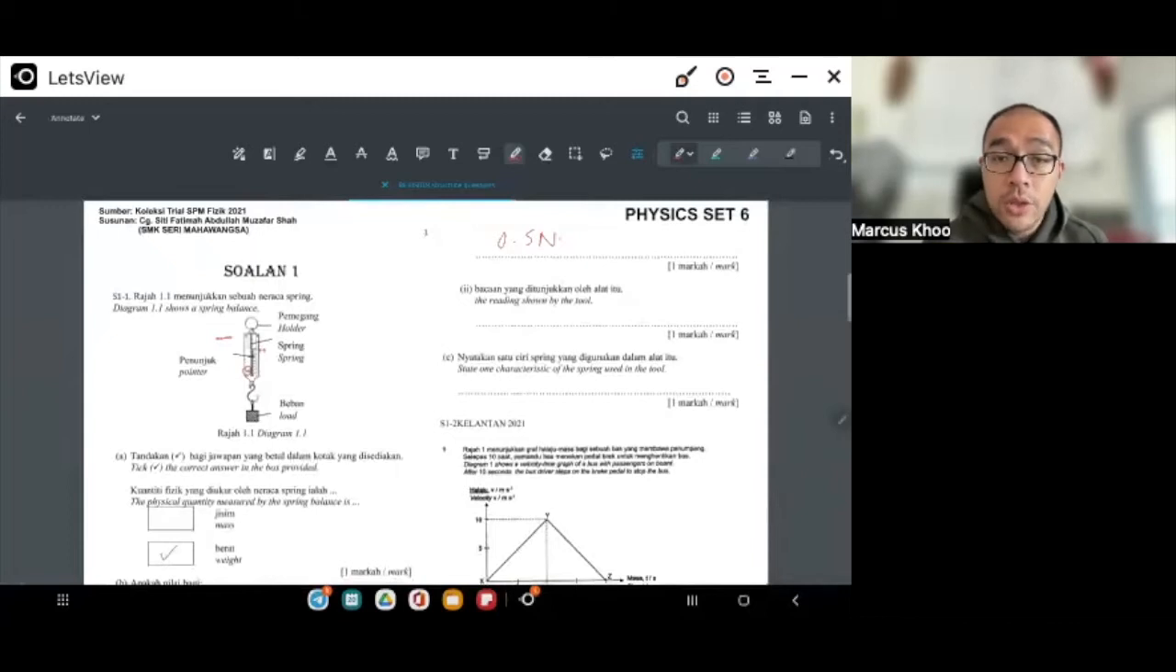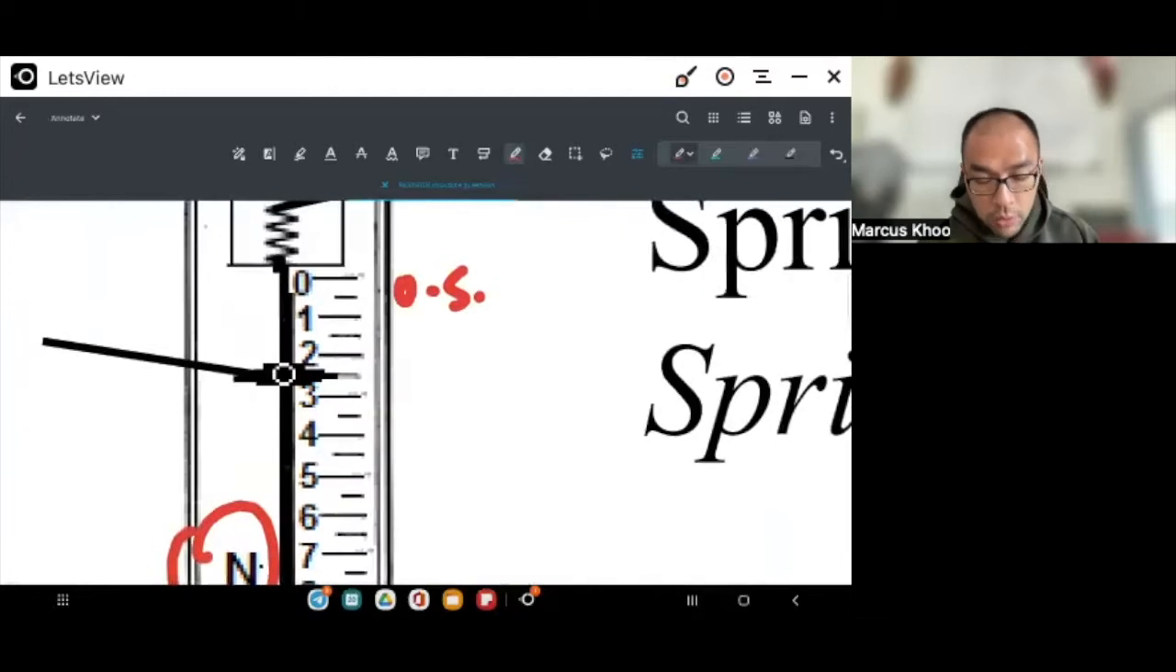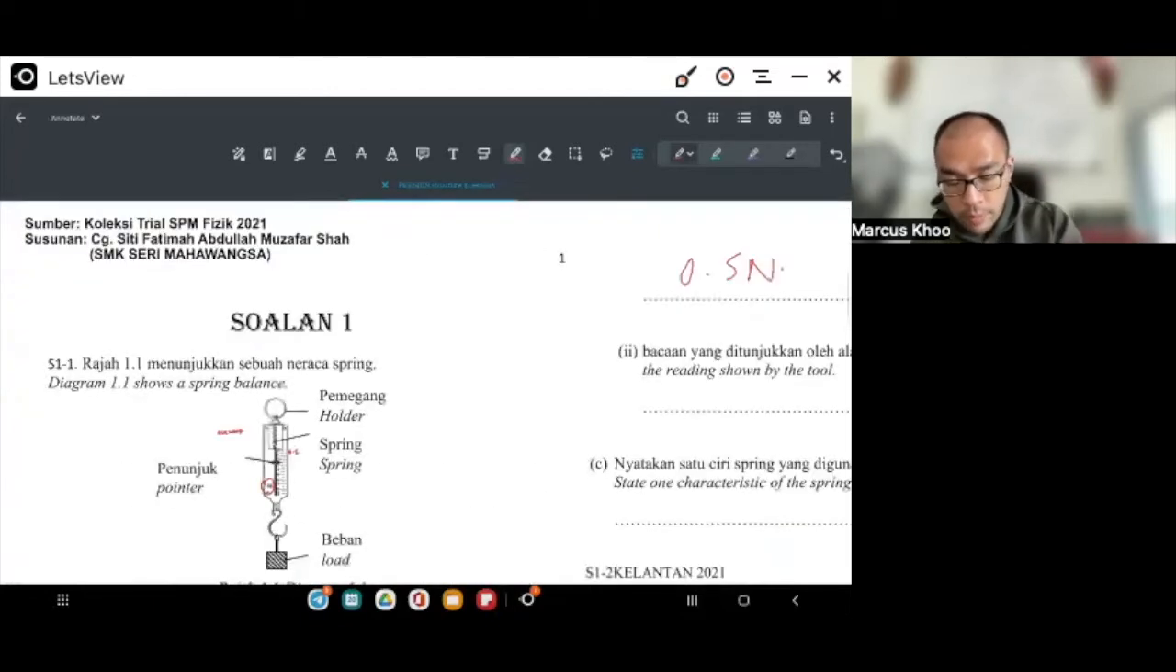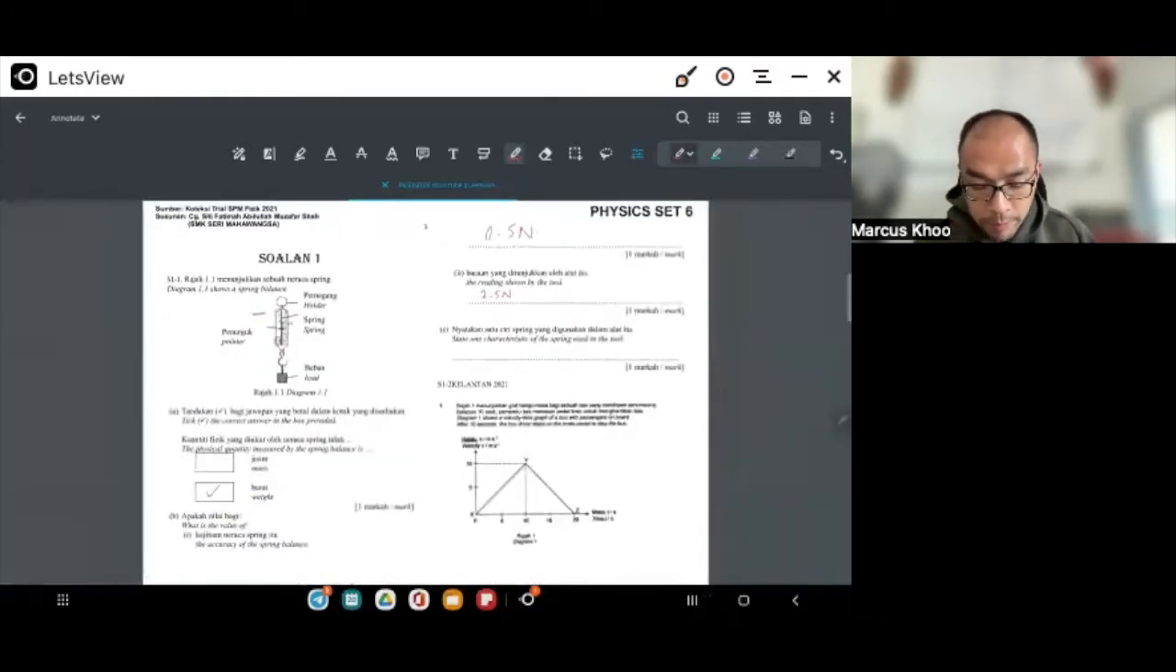Then the reading shown by the rod. If we zoom in, the reading is actually about 2.5, so we will have 2.5 newtons over here. State one characteristic of the spring used in the tool. Usually the characteristic of the spring is that it has to be elastic, because the most important thing is that it must come back to its original position after you take out the weight. It cannot stay stretched. So one very important characteristic is elasticity.